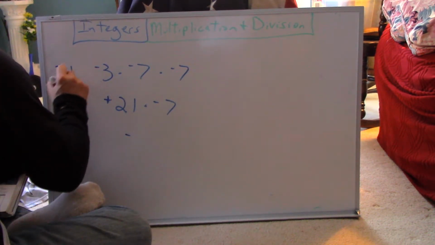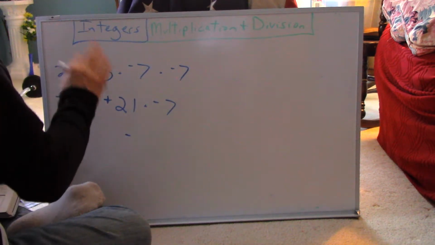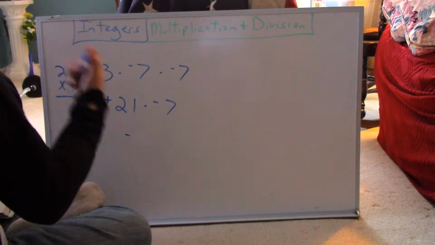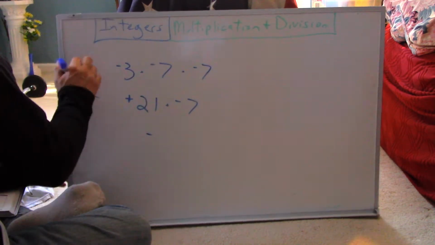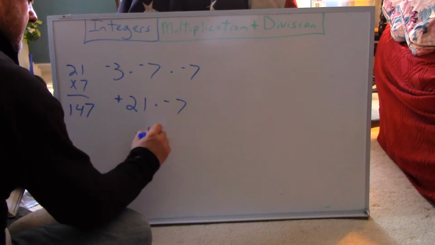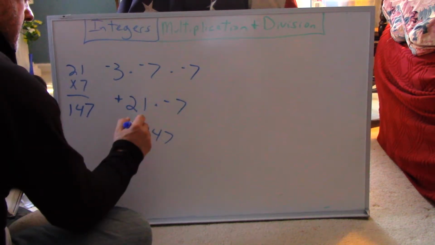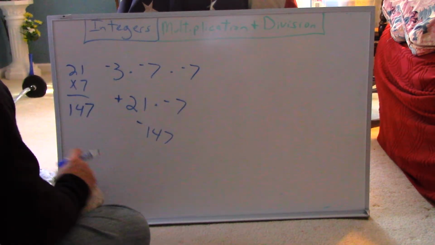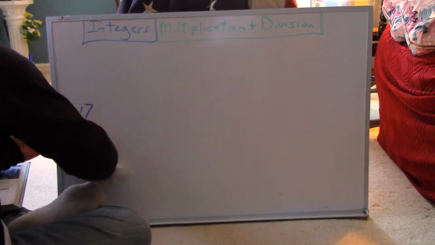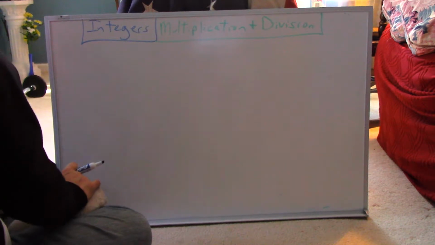21 times 7. Watch, I'll do it here. And I'm going to do a video on multiplication and division with decimals, etc. 7 times 1 is 7. 7 times 2 is 14. It's 147. Negative 147. Okay? Easy peasy, right? Let's look at another one.